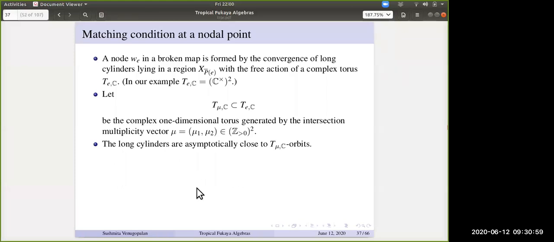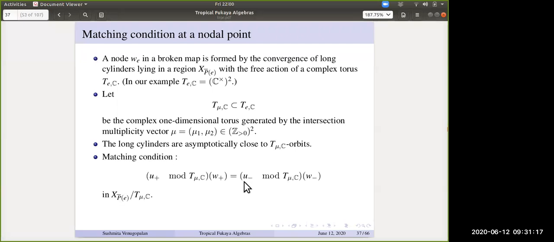Yeah, so these loops, because they have much area in them, are just as in the single cut case asymptotically close to these orbits of the torus generated by the intersection multiplicity. And then the matching condition can be written down as follows. We just mod out the neighborhood of the node by T mu C. And then the evaluation on both sides is the same on the quotient of the space.